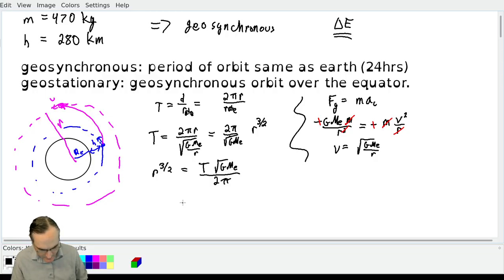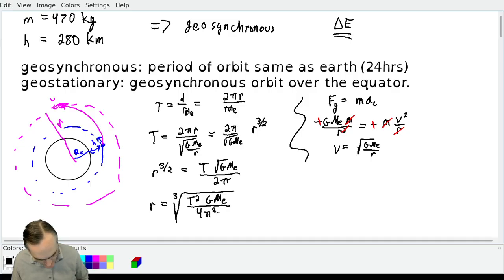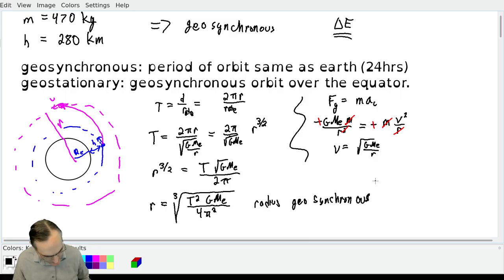And then we'll have to, let's see, square everything on the other side and take the cube root. So it will look like cube root of period squared G mass of Earth, because remember we're squaring everything. That's what the 2 on the bottom is requiring us to do. We're having to get rid of a square root. So this would tell us that geosynchronous radius.